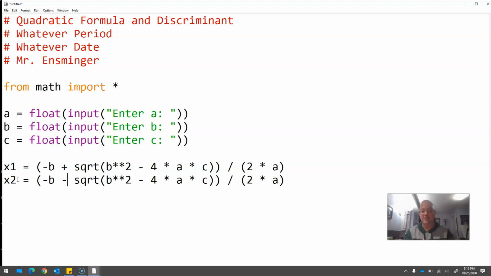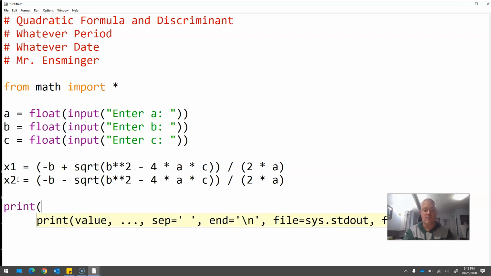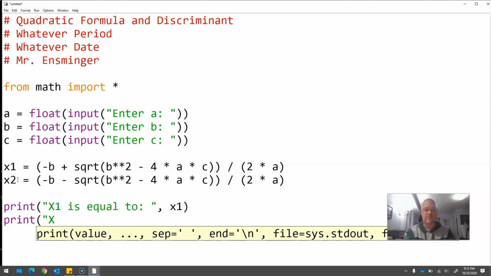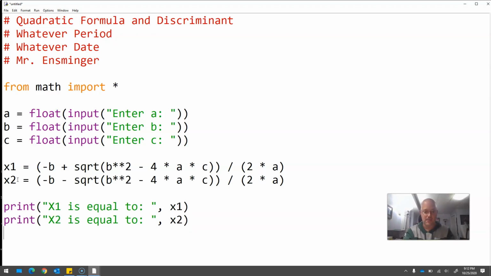You have x1, x2. So let's look at the different outcomes. We'll print x1 is equal to, and then I'll put comma x1, print, quote, x2 is equal to, comma x2.